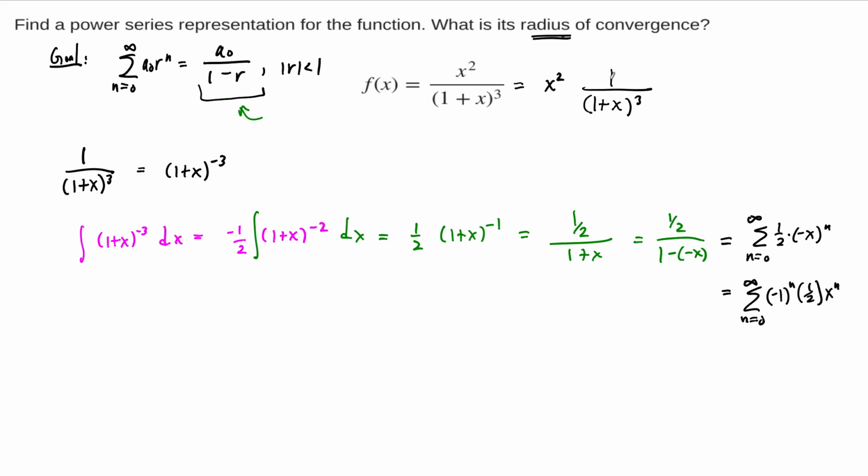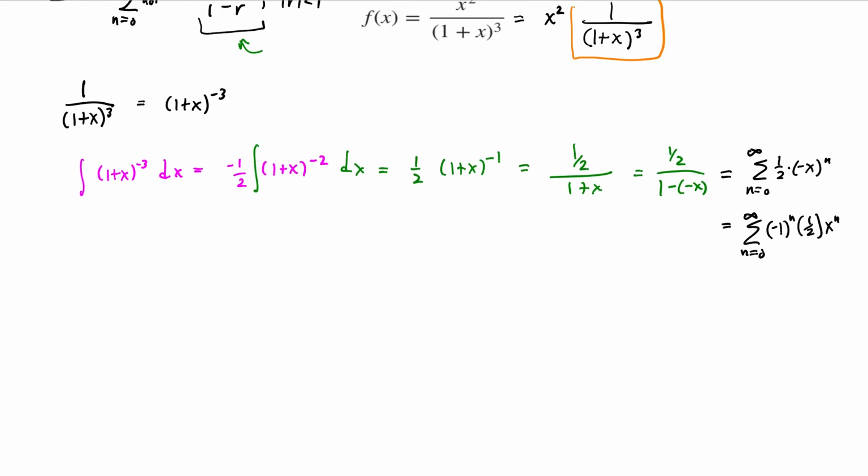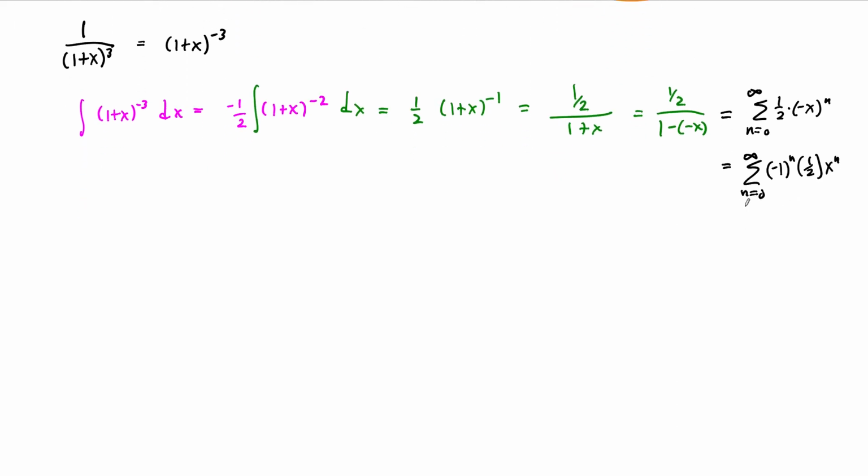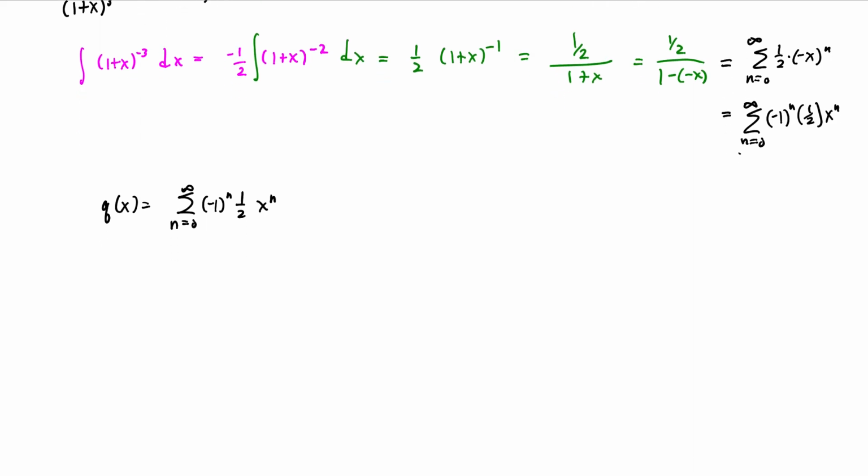We now need to take two derivatives to get back to our original function. Remember that our original function is just this portion, right? So let's do it. Let's call this function q of x. And this is the sum, n goes from 0 to infinity, negative 1 to the n, x to the n. I'm just copying it down. And I want to take two derivatives of this, because I need to undo the two integrals that I did to get this formula.